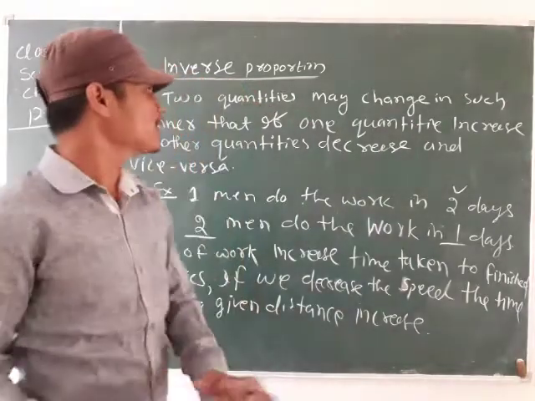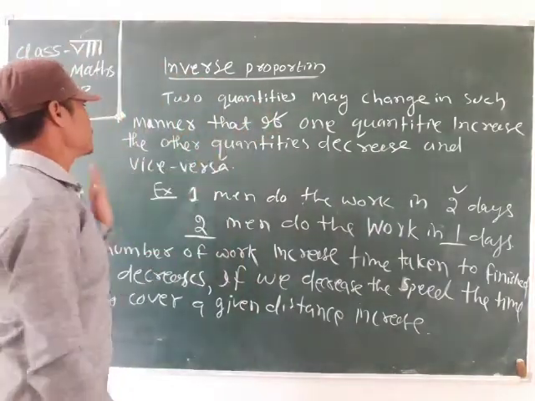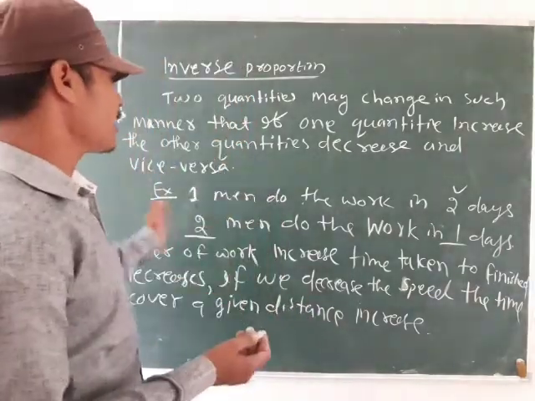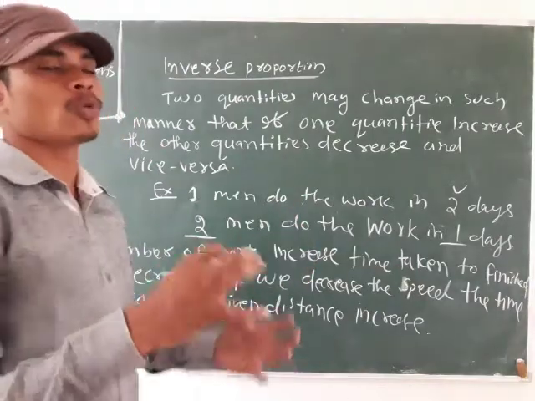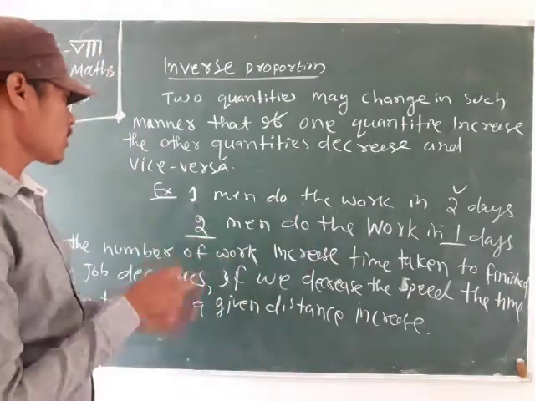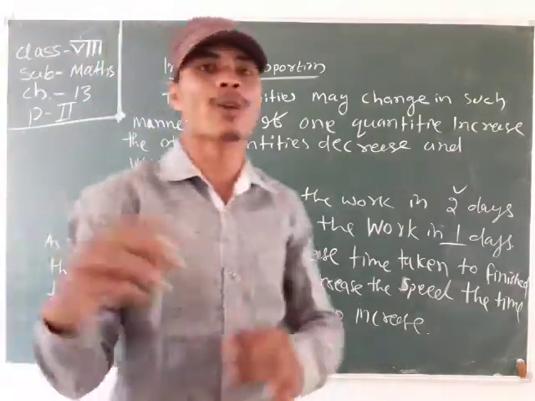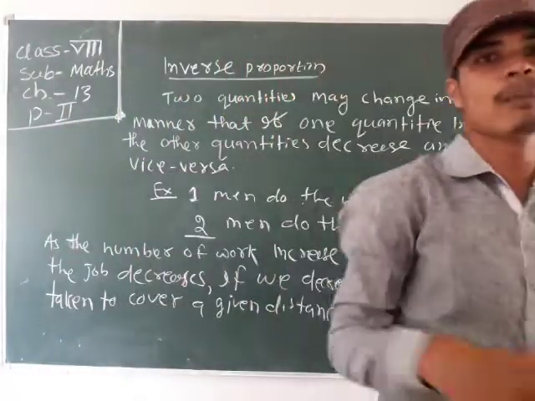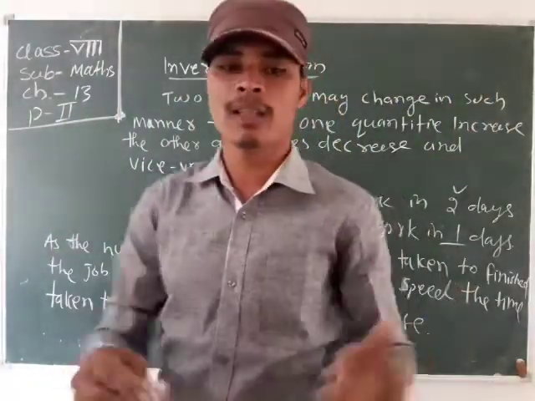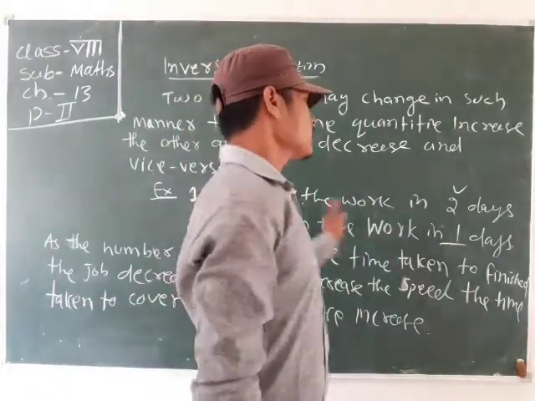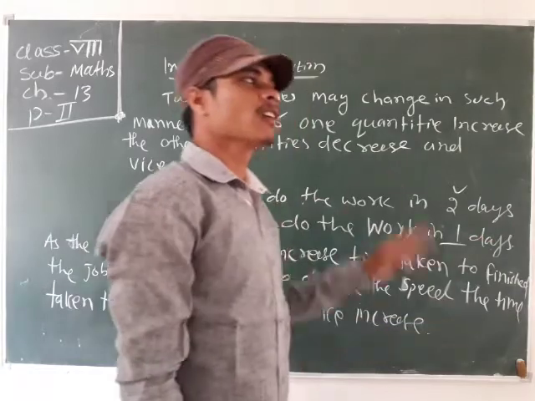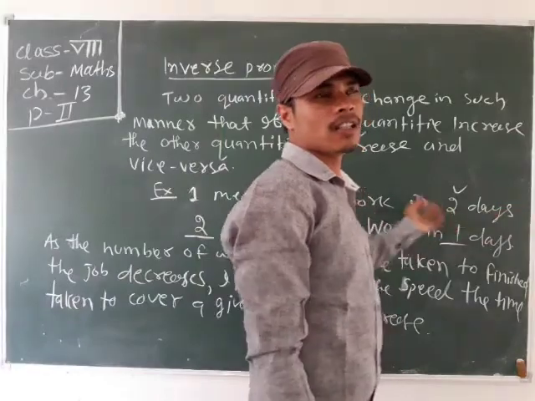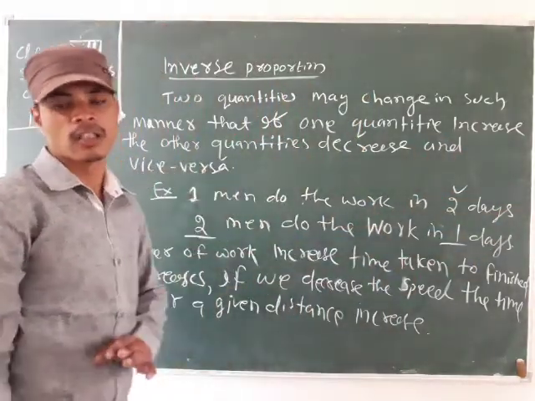I will explain again. When two quantities change in such a manner that if one quantity increases, then the other quantity decreases, and vice versa, that means both are interrelated to each other. Suppose a person can complete the work in 5 days, then 5 persons complete the work in how many days? 1 day easily. If the quantity of men is increased, then the number of working days is decreased. When the quantity of men is decreased, then the working days are increased. That is the first inverse proportion. Clear about this? Then consider an example.